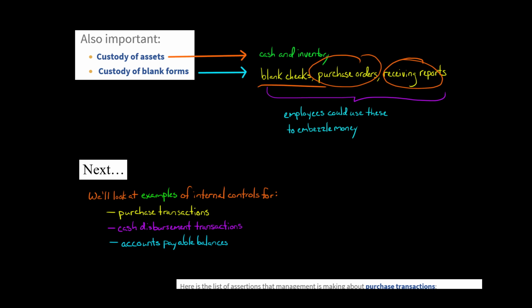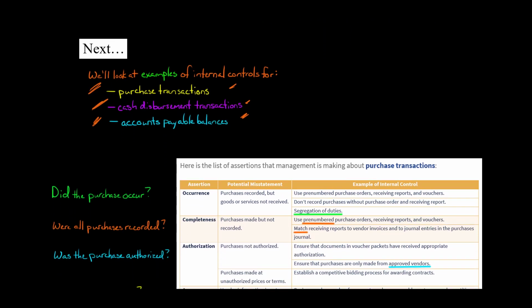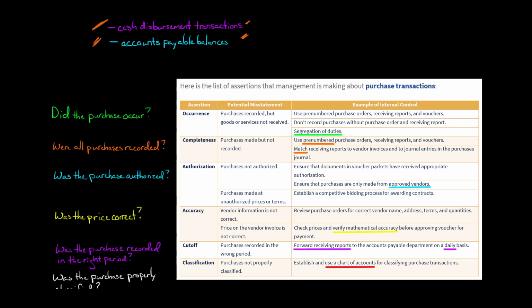Okay. Now, next, we're going to look at examples of specific internal controls for purchase transactions, cash disbursement transactions, and accounts payable. I'm going to show you a list of assertions for each of these, and then I'm going to talk about specific internal controls that a company could have for that assertion. So we're going to start out with purchase transactions right here. So I've got a list. Here's a column of assertions, right?